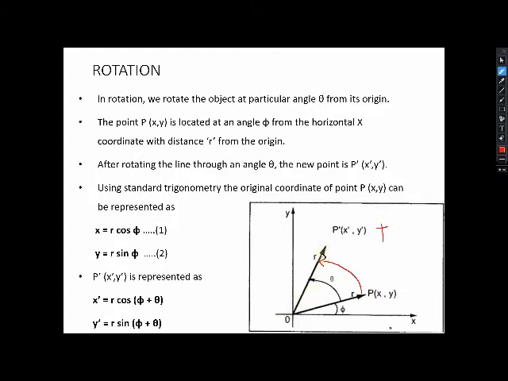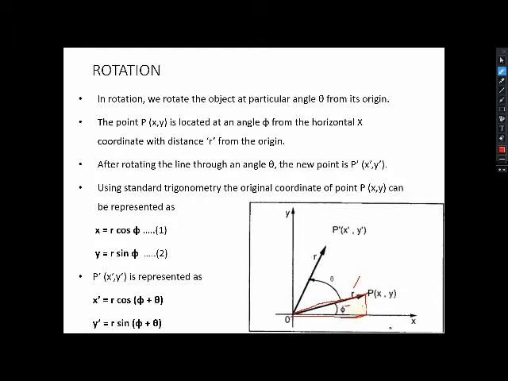Okay, so now the total angle turned will be phi plus theta. Again it is the same line that we are rotating, so the length of the line is again r. Now, using the trigonometrical rules, we can do the calculations for this rotation process. Using trigonometry, if you consider this as a right angled triangle, we have the hypotenuse of length r, and the angle is phi.